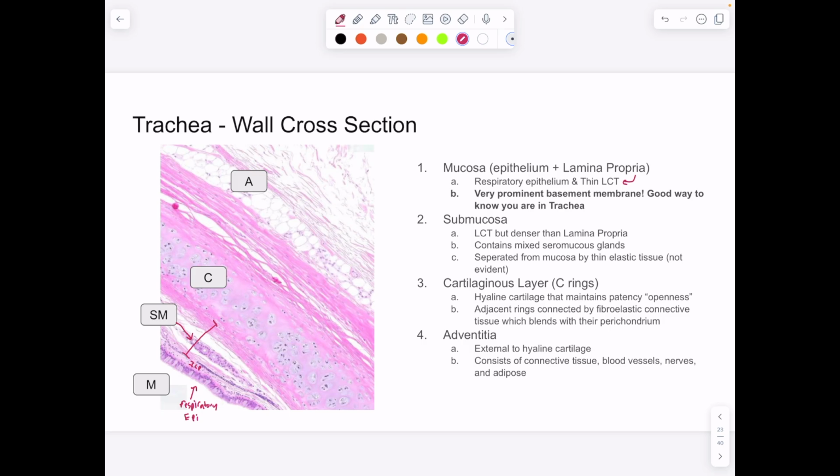All right, so here's just a closer cross-section, mucosa. We see we have respiratory. We have an enormous number of goblet cells here. So lots of goblets.